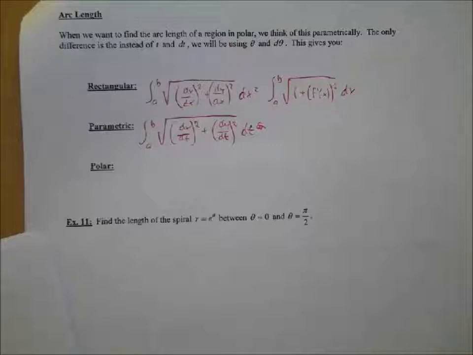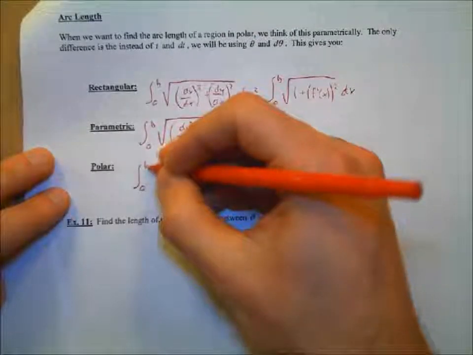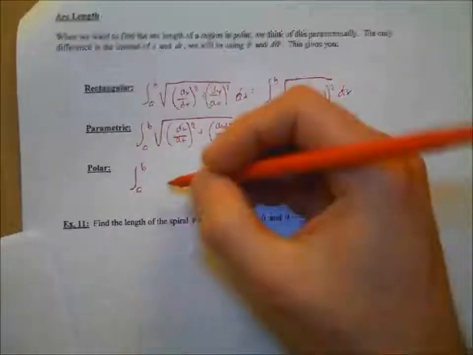And then for polar, well, this is a new one, right? We haven't talked about this one. Well, the integral will still be from a to b. There's no change there, okay? There's no coefficient in front or anything like that. It's still going to be the square root.